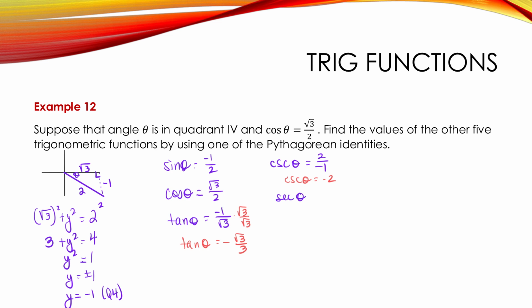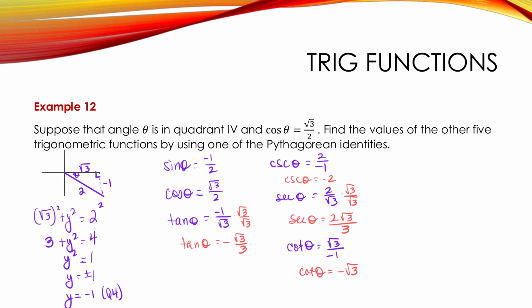Secant is 1 over cosine, so it is 2 over root 3, which means, again, rationalizing the denominator, root 3 over root 3. So secant theta is going to be 2 root 3 over 3. And cotangent is going to be the reciprocal of negative 1 over root 3, which would be root 3 over negative 1, which just makes cotangent negative root 3.